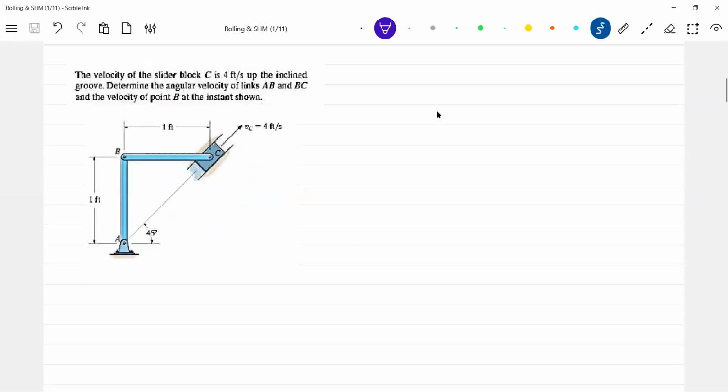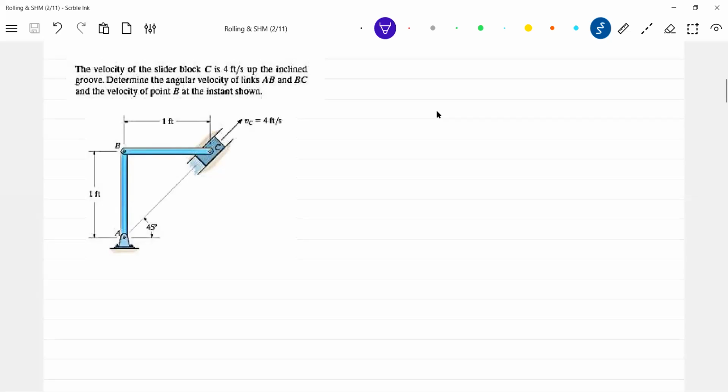Okay, read this question now. It is asking to determine the angular velocity of the links AB and BC, and the velocity of point B at this instant shown. We'll make all the units meters so that it'll be easy for our discussion, or you can convert, because we have to stick to SI units now.